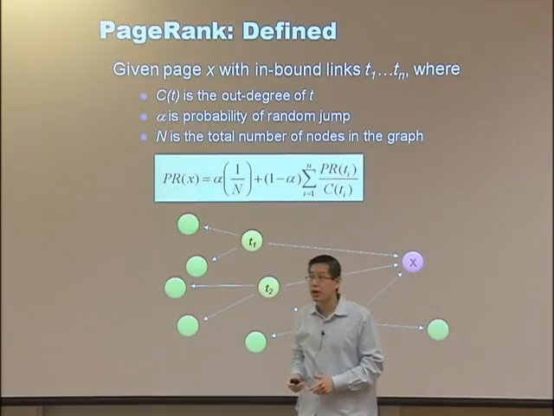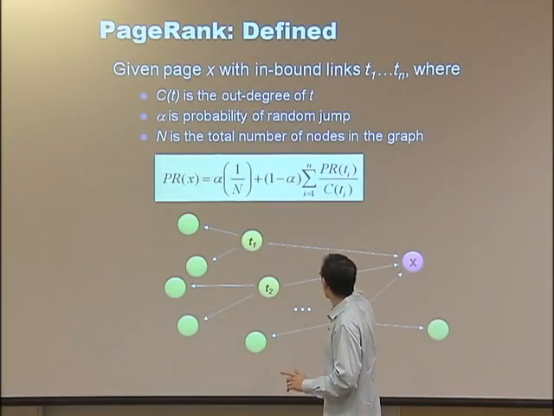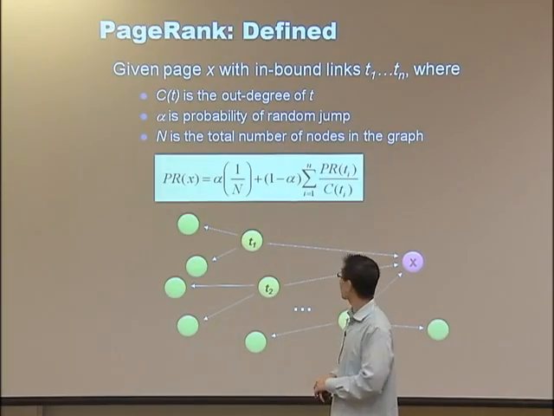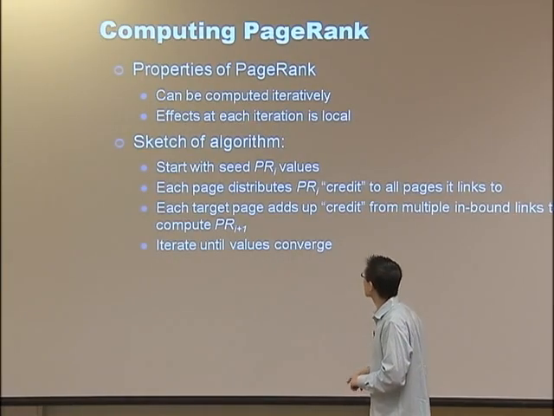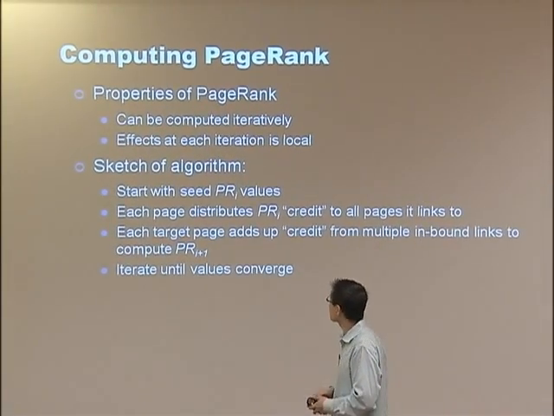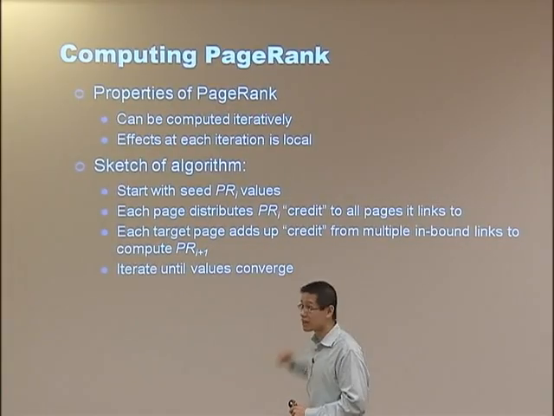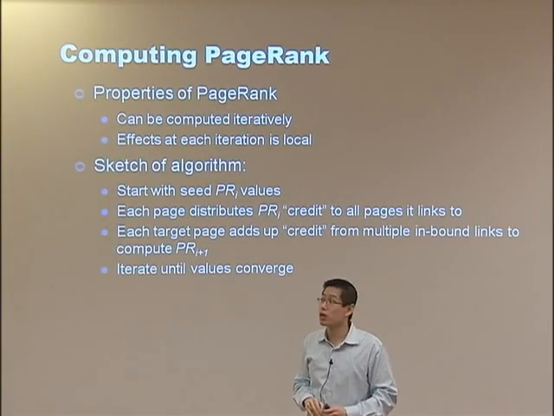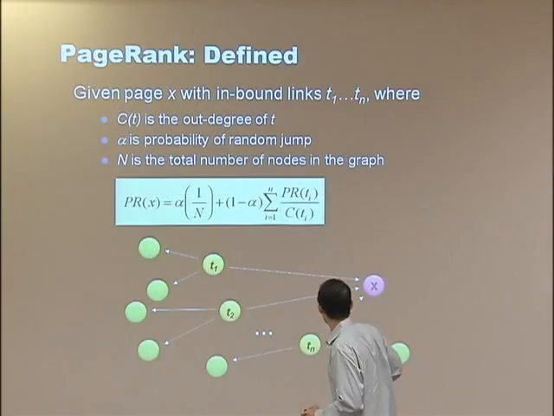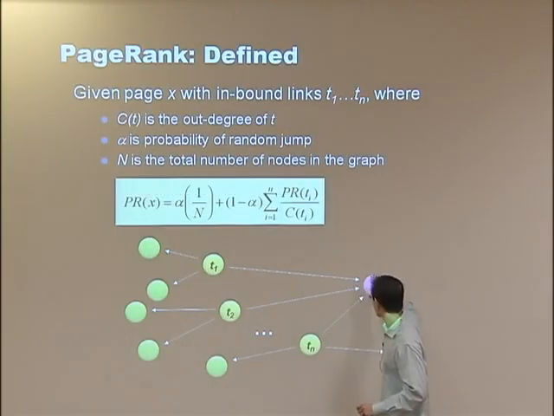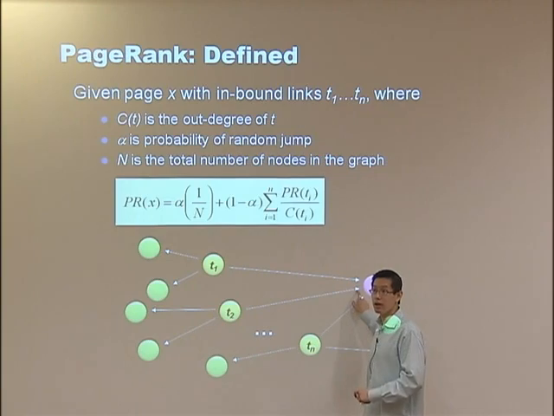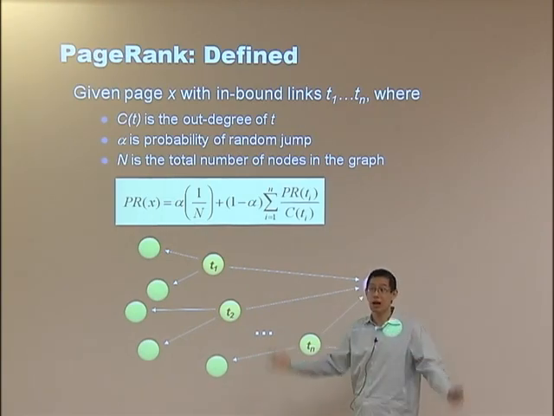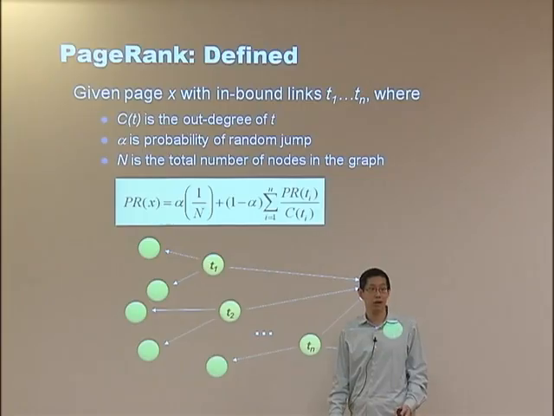Okay, so after explaining this, how would we do it with MapReduce? The nice property about MapReduce is that it can be computed locally, and the effects at each iteration are relatively local. This will only be affected by the number of links that are pointing in. So it's a relatively local effect with respect to the entire size of the graph.